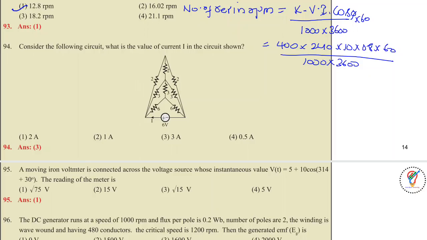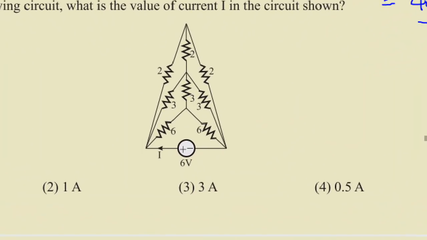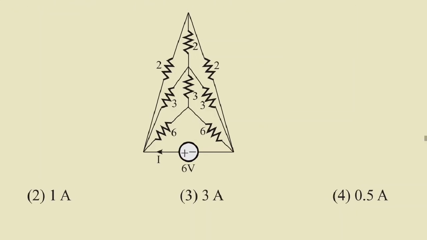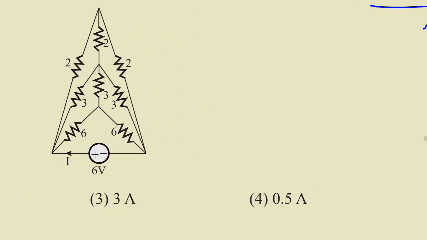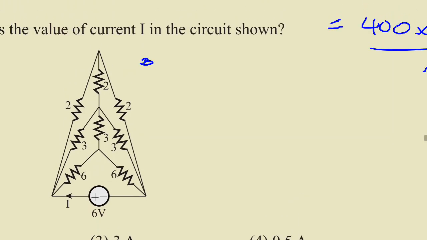Calculate for the following circuit, what is the value of the current I shown in the figure. I will zoom it a little bit to see the diagram. Now here we need to find the current in this case. So how are we going to do this? See here, we can apply the bridge balance technique.